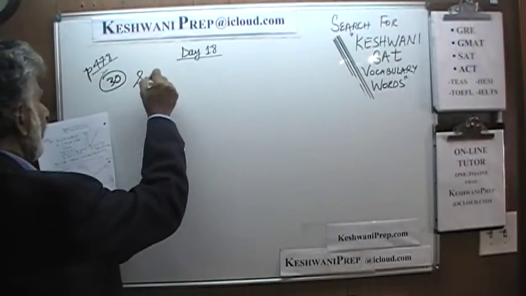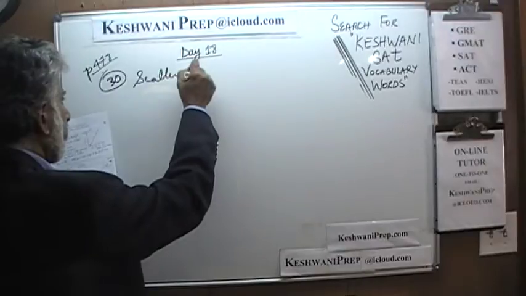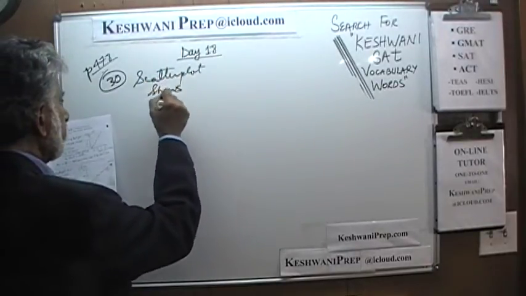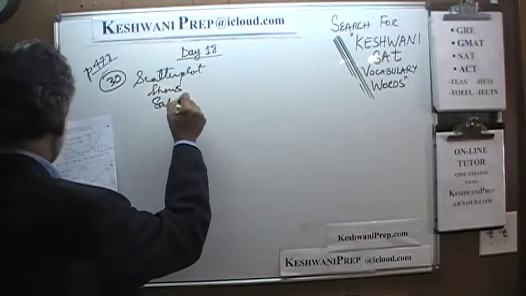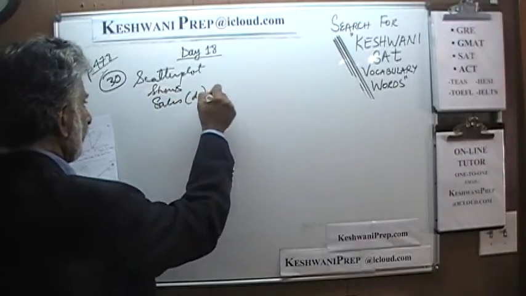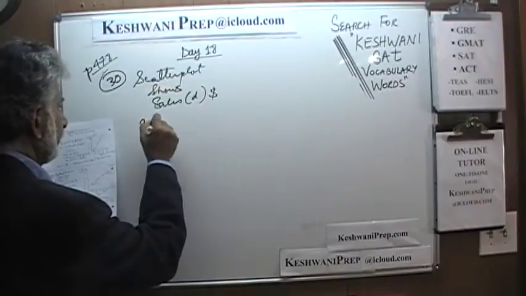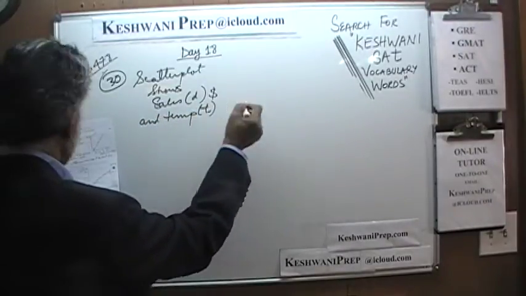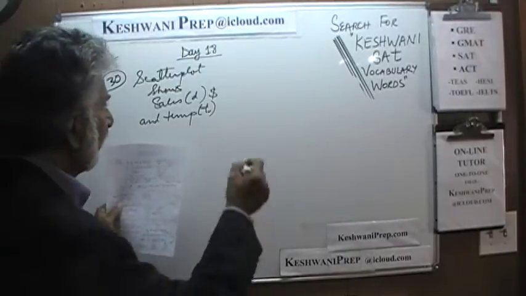So we have a scatter plot that shows the sales on the y-axis and temperature T on the x-axis. So let's put it as best as we can.